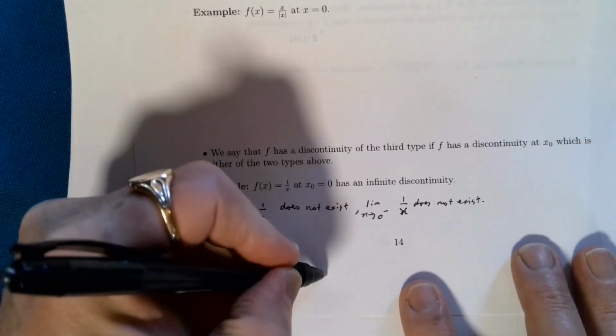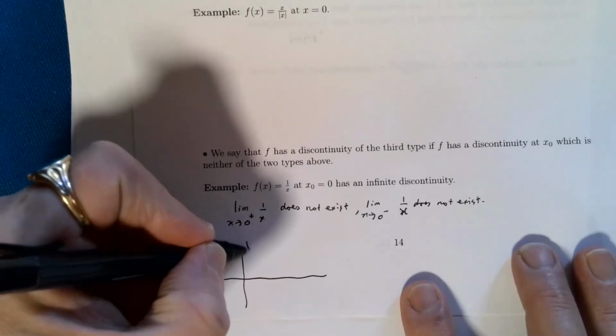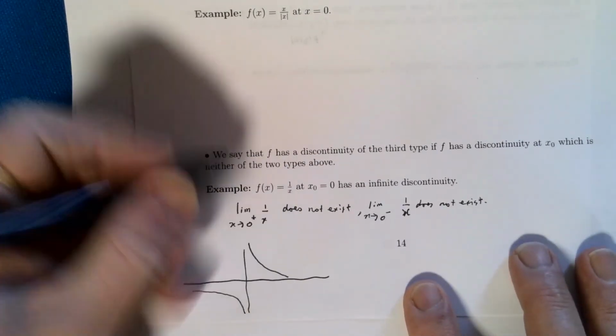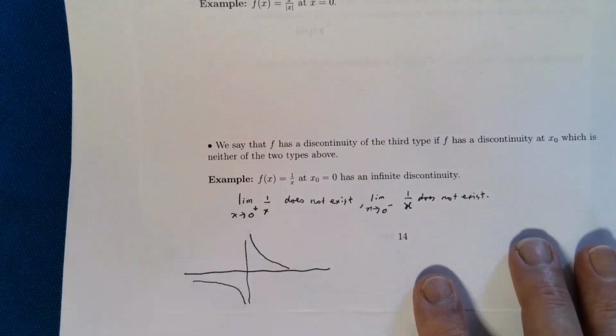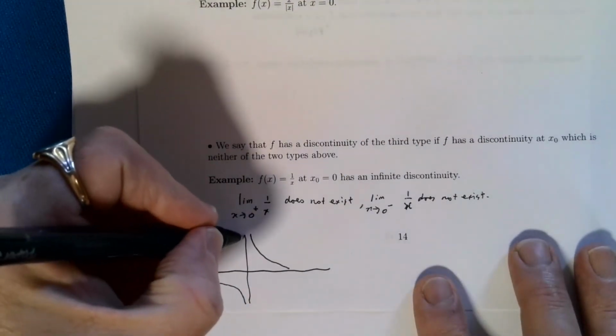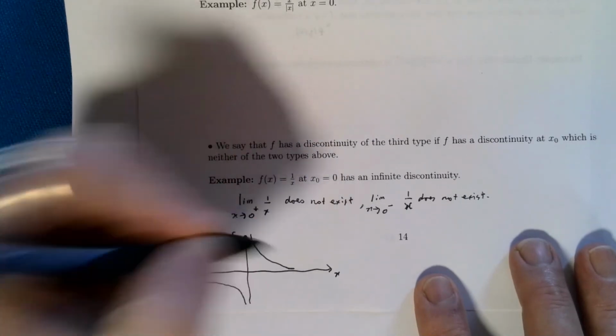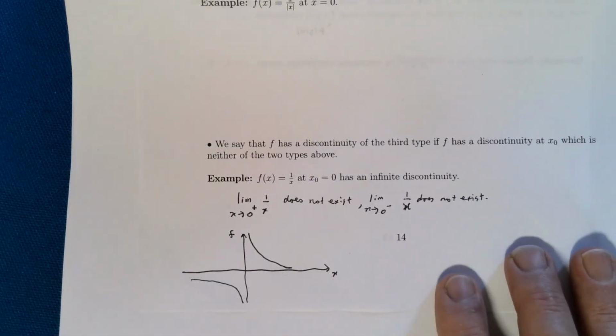And of course, you know from the picture, as you go towards 0, this way it's zipping up to infinity, this way it's zipping down to minus infinity. And this is known as an infinite discontinuity.